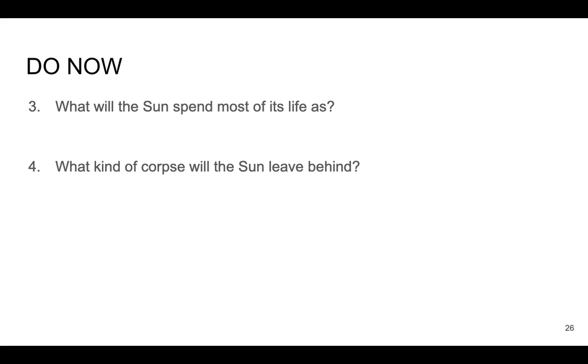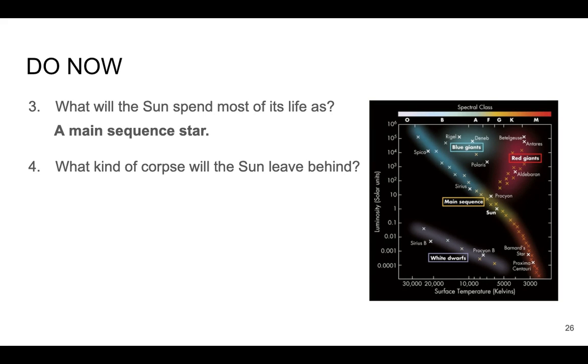So what will the sun spend most of its life as? Remember, we define a star as being alive when it's fusing elements in its core. The sun will spend most of its life as a main sequence star. So a star is on the main sequence when it's fusing hydrogen into helium in its core. And that will be the largest part of the sun's life. The sun will spend about 10 billion years there while it's alive, and far less time in any of the other stages, or even all of the other stages combined.